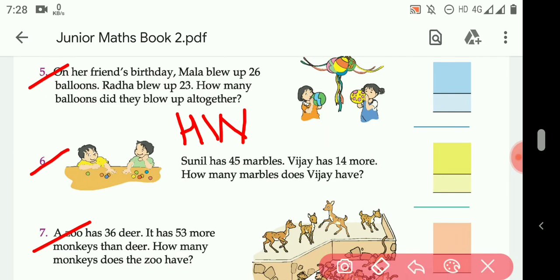Write in your copy. Write the questions. Then solve them and write their answers.